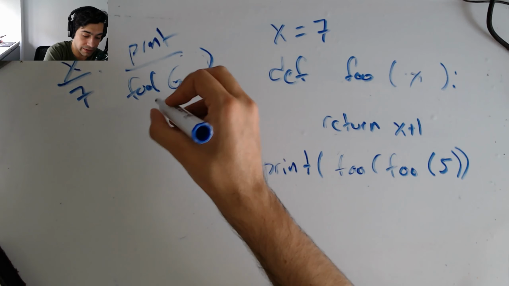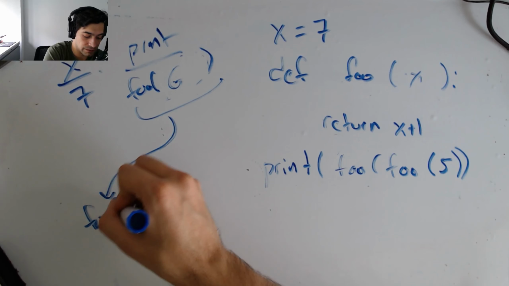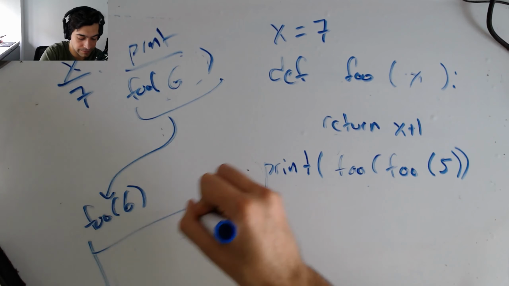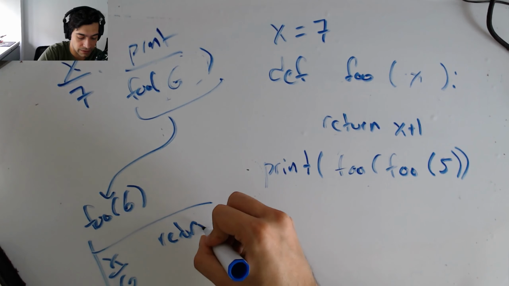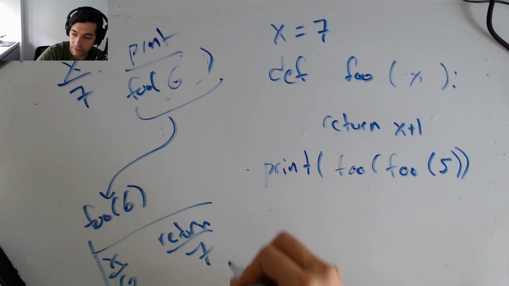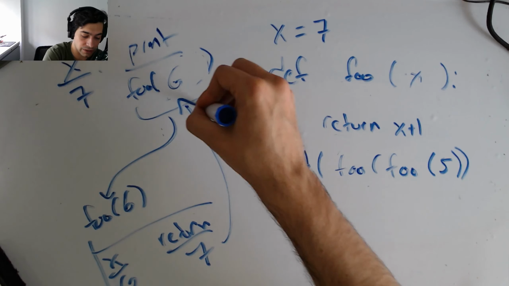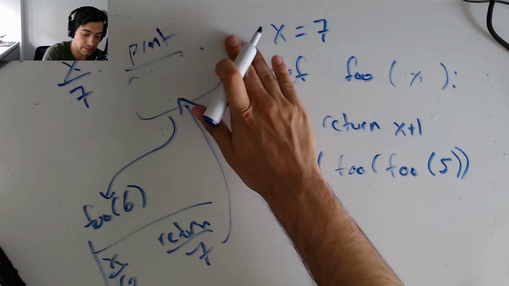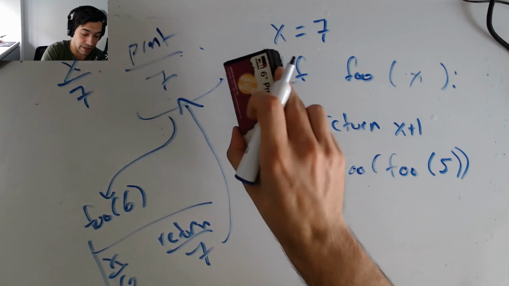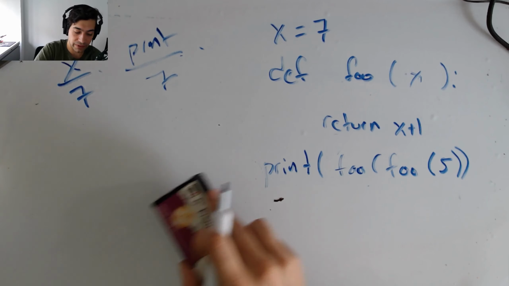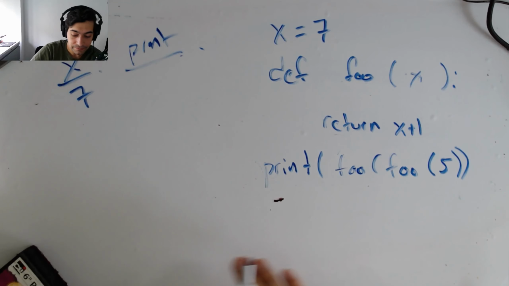Okay, well, I know how to calculate that. I'm going to take this, create a new space, foo of 6. And I say, okay, well, x is 6. The return value is going to be 7. And what do we do with this 7? The return value replaces the function call site. So this becomes 7. I'm going to print out 7, and I erase all of this because I'm done with it. Okay, let's see one more example.